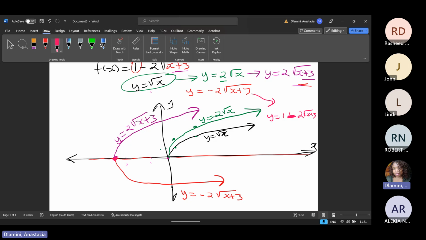So you are shifting the red graph vertically 1 unit upwards. This point here of the graph y equals minus 2 square root of x plus 3, you're shifting it 1 unit upwards. So from here, let's say 1 is up here, it will be here. Every point in this graph will shift 1 unit vertically upwards. Then the graph will become something like this. And you can also write this point if you want, 3 and 1.